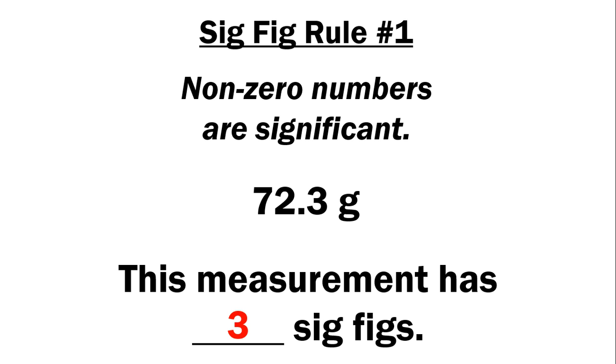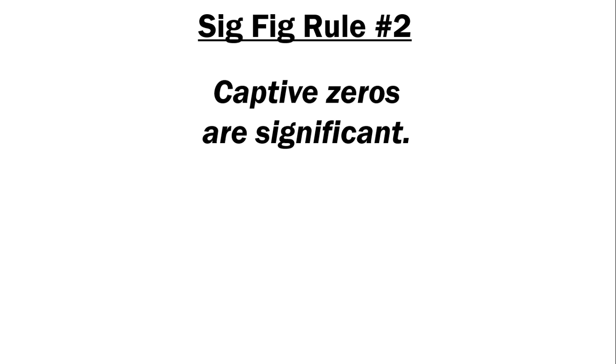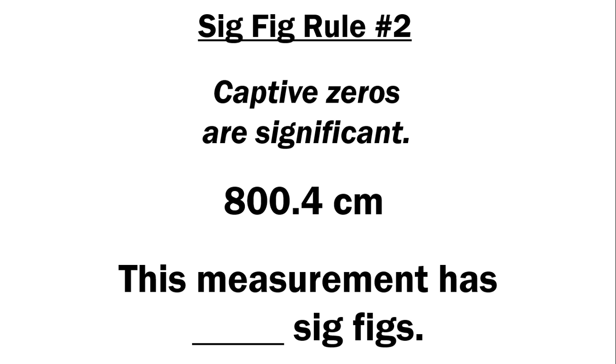Sig fig rule number 2, captive zeros are significant. And these are the zeros that occur in between non-zero digits. So the two zeros in the middle of the 8 and the 4 are considered significant, and 800.4 centimeters has 4 sig figs.